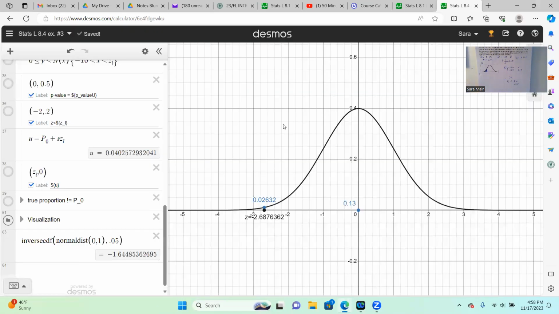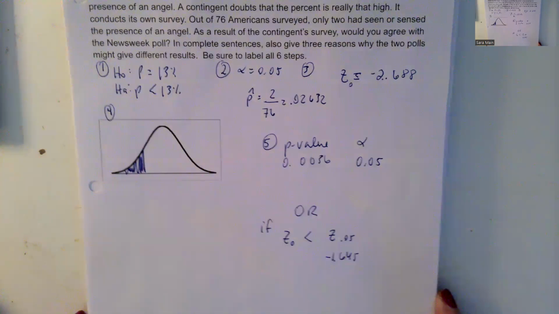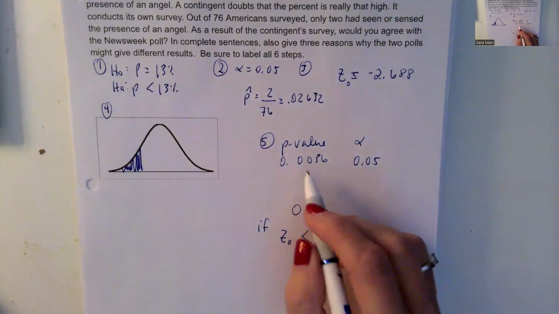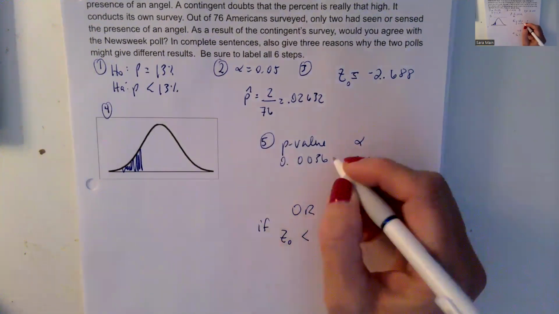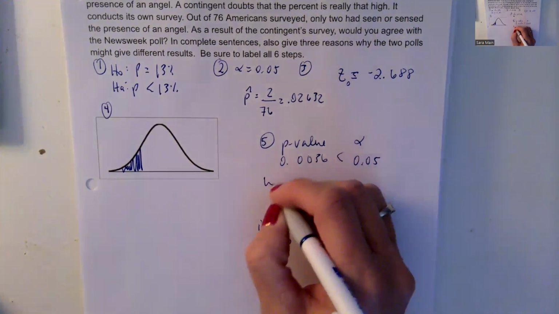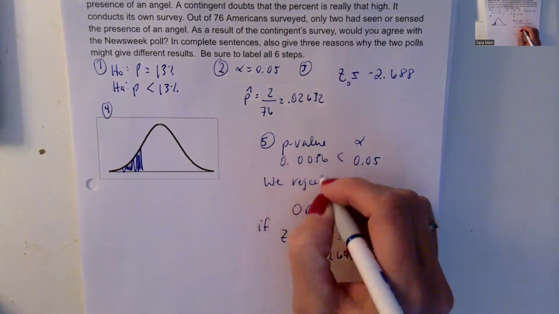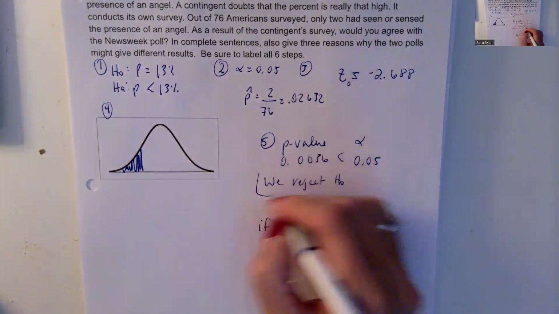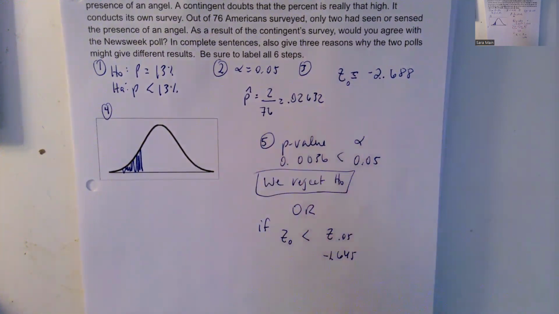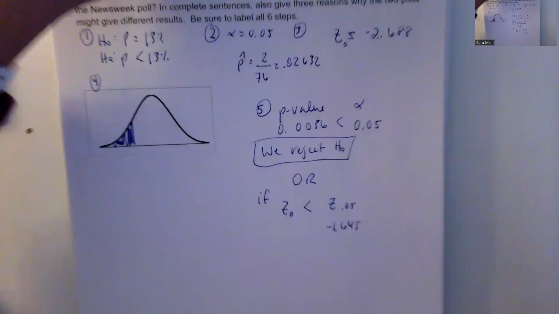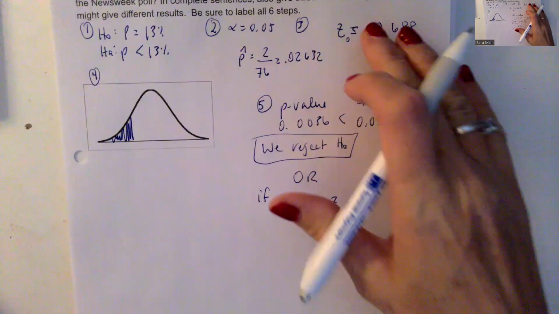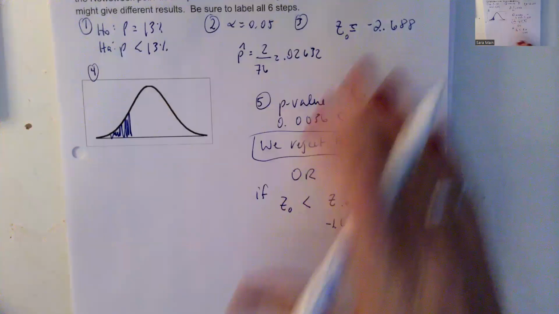Okay, so let's go back to our paper. Now that we have our critical Z value, we also have the p-value. Our p-value is less than our alpha, so we reject that way. But Alex is probably going to have you use the danger zone and the critical Z value compared to this test statistic. So I want you to learn both ways.